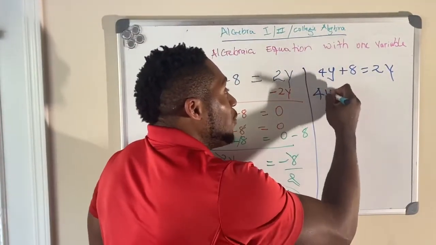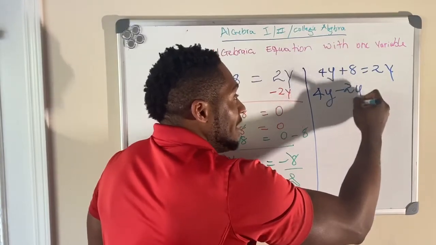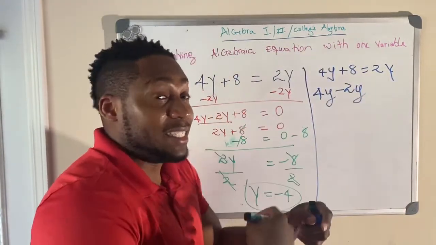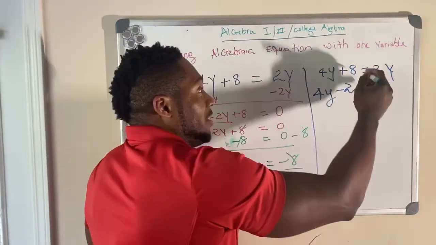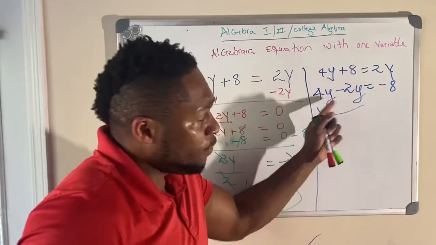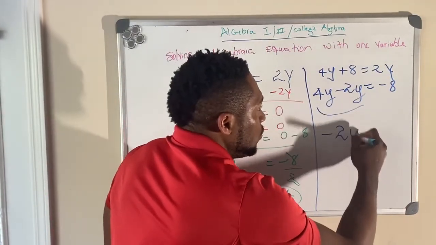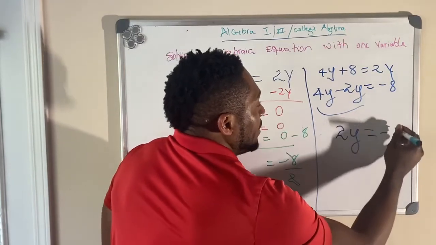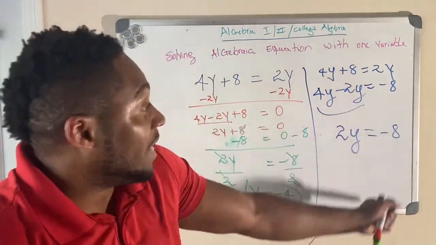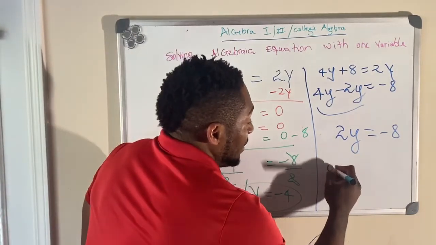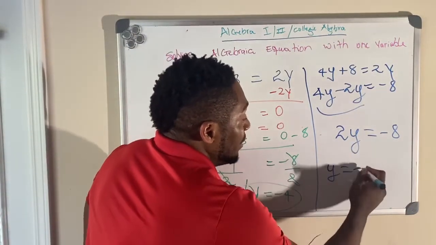So I say 4y minus 2y. When I move it to the other side, I change the sign. So I move the 8 to the other side, and I change the sign to negative 8. So 4y minus 2y is 2y, is equal to negative 8. And I divide both sides by 2. So y is equal to negative 8 divided by 2, which is negative 4.